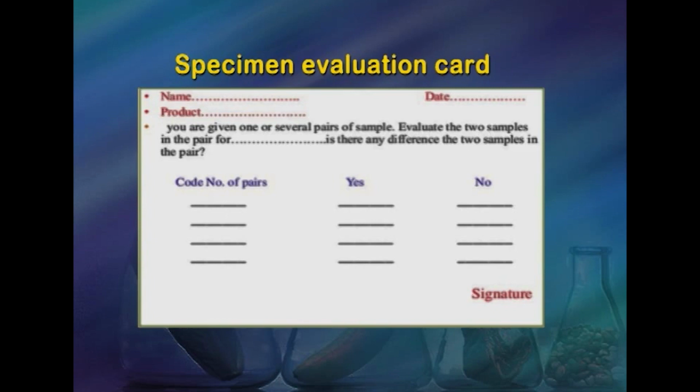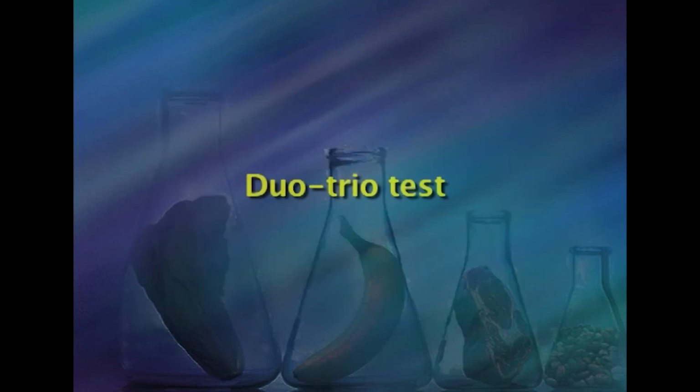That is, they will be given a code number of pairs and you have to write the yes, no along with the signature. Next we will see about the duo-trio test.